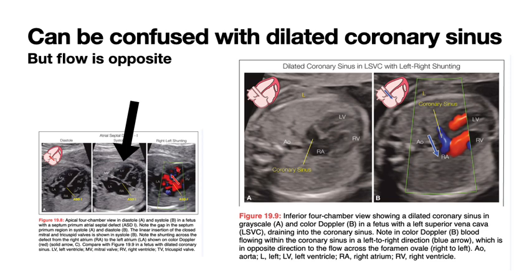But the point is that it can look like a dilated coronary sinus. Now, the way you can tell the difference is if you put on the color. Remember, the blood is going along the bottom of the heart in the coronary sinus from the left side to the right side. It goes under the left atrium on its way to the right atrium where it will dump out. So there, the blood is clearly left to right. And that will help you differentiate a dilated coronary sinus from a primum ASD.